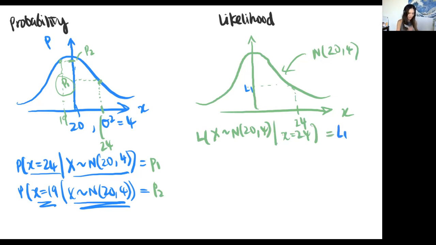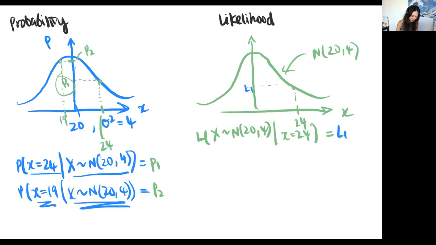And this likelihood value actually acts very similar to probability. If you had this value of L1 at 24 on this distribution, it's exactly the same as P1. But that part's less relevant, so let's not talk about that yet, or we don't have to talk about that at all.